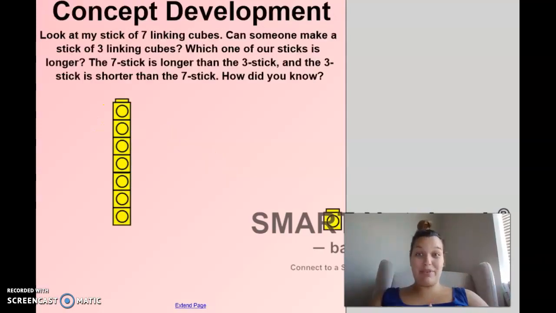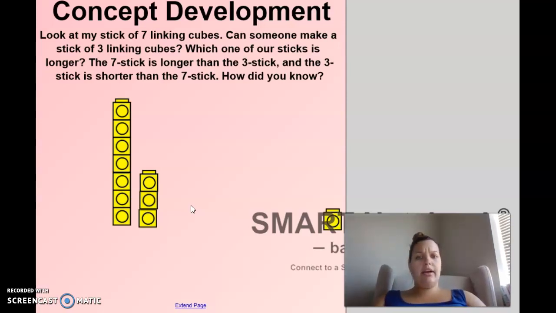That was the perfect warm-up for today, because today we're going to be able to look at different sets of linking cubes and figure out which one's longer than or shorter than by comparing their lengths. So, I have a set of 7 linking cubes here. Can you help me make another set next to it of 3? Let's count up together. 1, 2, 3.